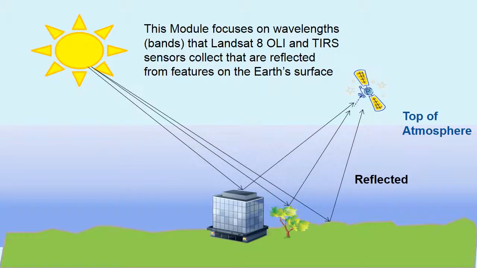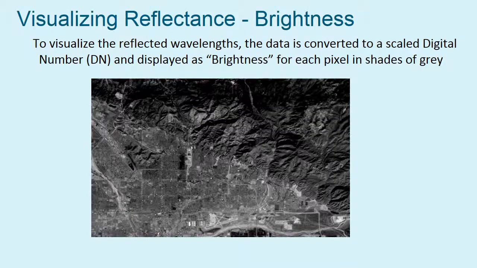We're going to really be looking at the two sensors for Landsat 8, the OLI and TIRS sensors, and looking at those bands that collect the wavelengths of reflected energy or the thermal energy on the TIRS system. When we look at images coming in from Landsat, they're in shades of gray, either almost white to black. The data coming in for each of the wavelengths is converted to a scaled digital number and then displayed as this brightness for each pixel.